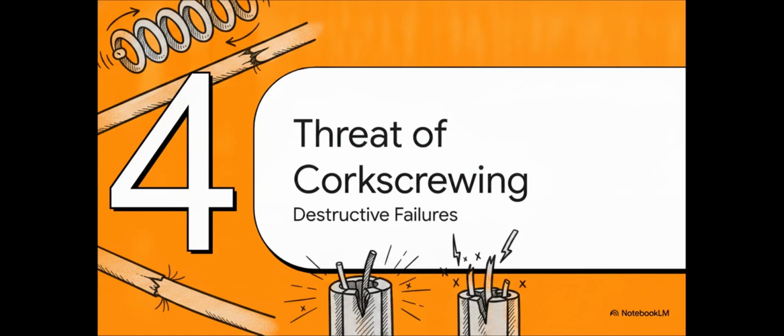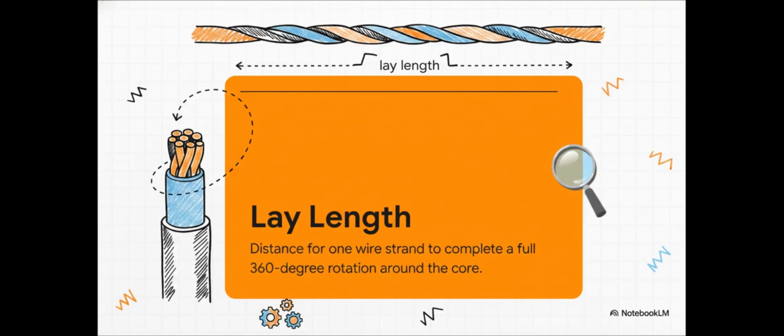Section 4. The threat of corkscrewing. Destructive failure points. Okay, here is the climax of our macro to micro journey. So the absolutely crucial point in preventing failure is understanding lay length, which is also known as the twist pitch. Simply put, lay length is the linear distance it takes for a single wire strand to complete one full 360-degree rotation around the cable core. This simple winding distance dictates everything.